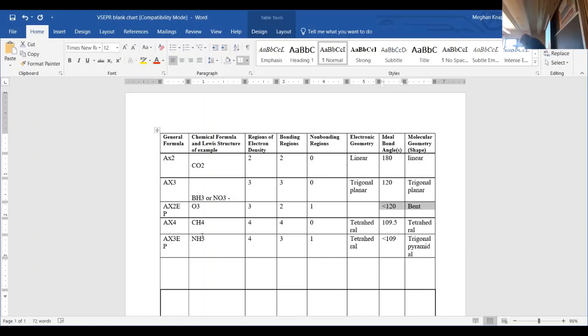Okay, these are the most important shapes. We will briefly go over the other shapes on Wednesday, but these are the most important ones because those are the ones that you're going to most commonly see, particularly if you take organic chemistry.